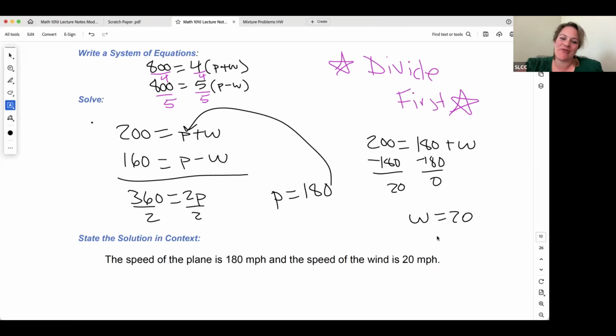And finally, we finish the problem by stating the solution in context. The speed of the airplane in still air will be 180 miles per hour, and the speed of the wind is 20 miles per hour. Make sure you look at your problem and write miles per hour or kilometers per hour and have the correct unit.